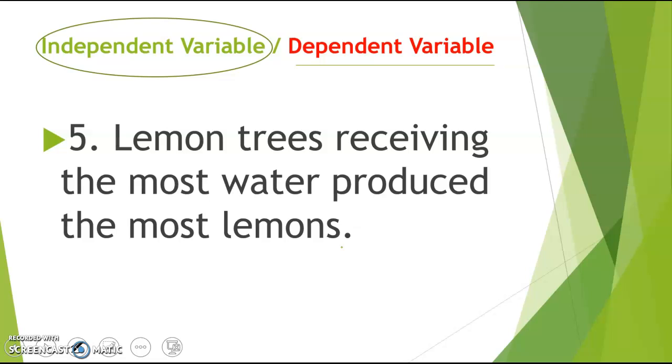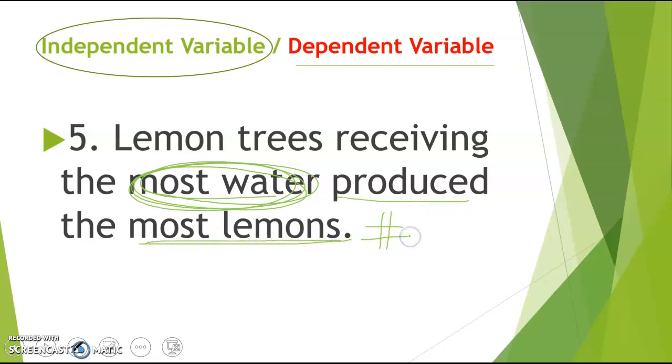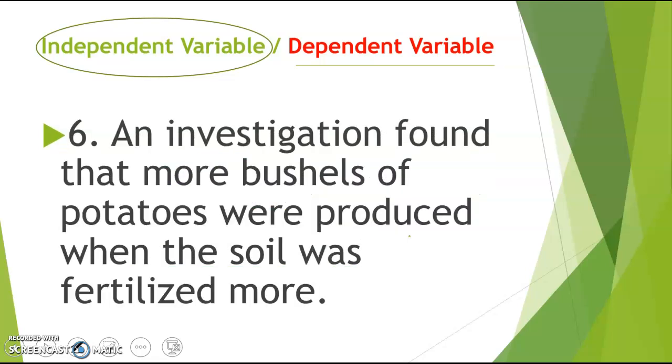So what are we changing? Well, you're changing the amount of water. Those that get the most water apparently make the most lemons. So what are you measuring? Well, you're measuring the lemons produced. So maybe you're counting the number of the lemons that were produced by each tree. But that's something that you can measure or count. Dependent variable. Number 6, an investigation found that more bushels of potatoes were produced when the soil was fertilized more.